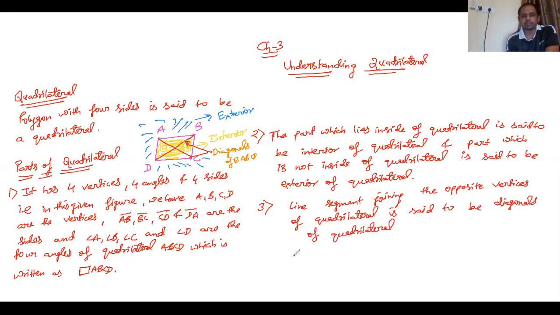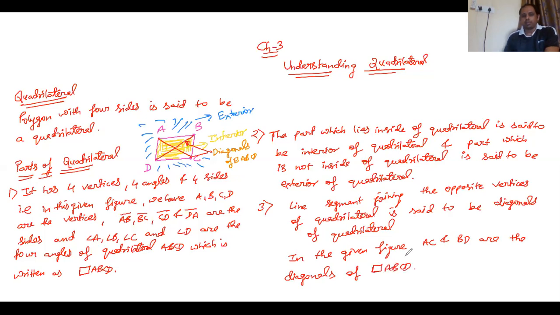In the given figure, AC and BD are the diagonals of quadrilateral ABCD. Hope this part is clear to all of you.